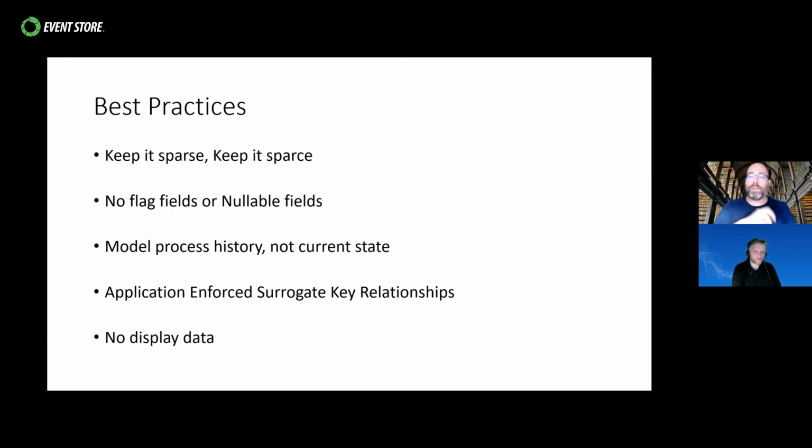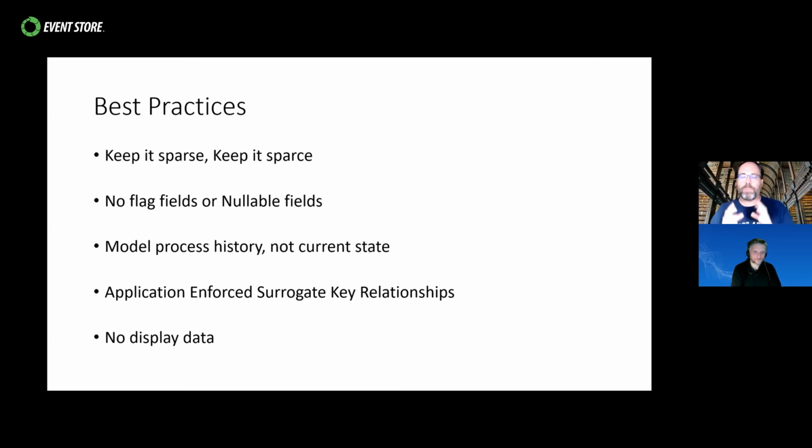Model your process history. Model things as they happen. Current state is a fold or is derived from that history. Think about that column or store. Current state is: what are the current values of all these fields?